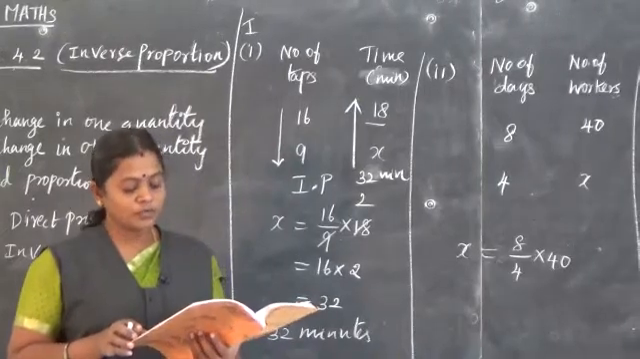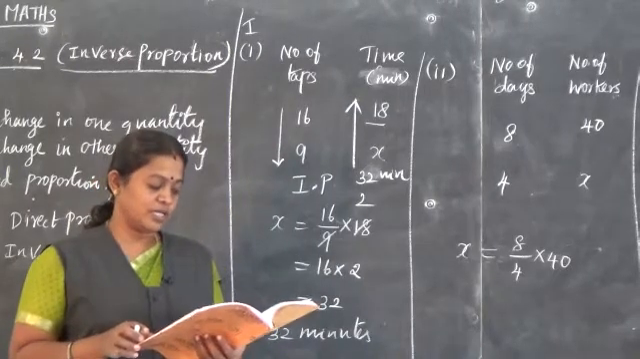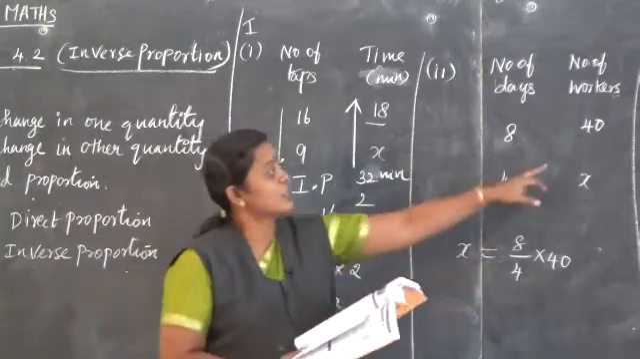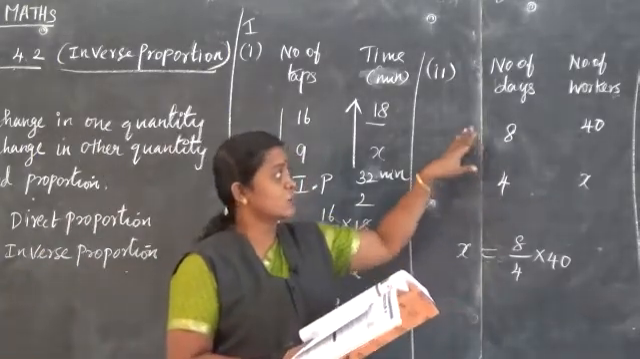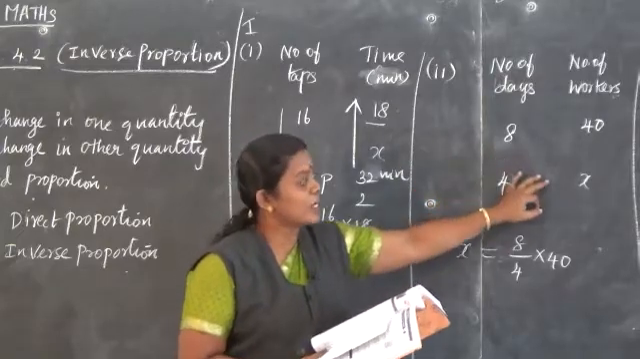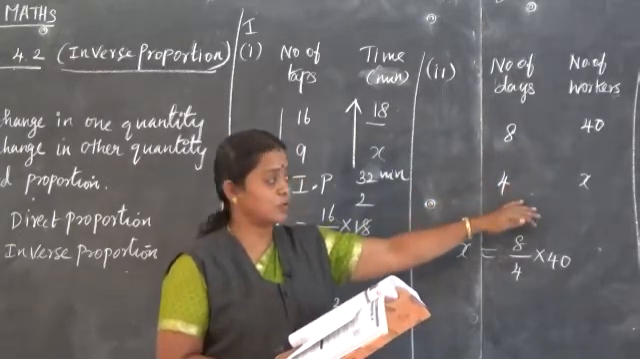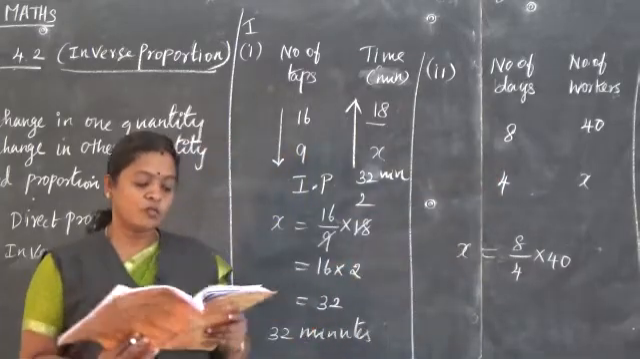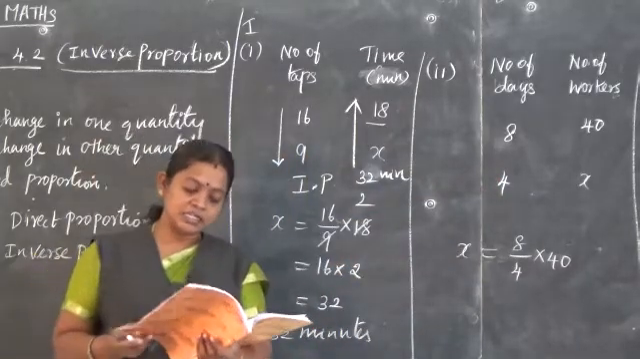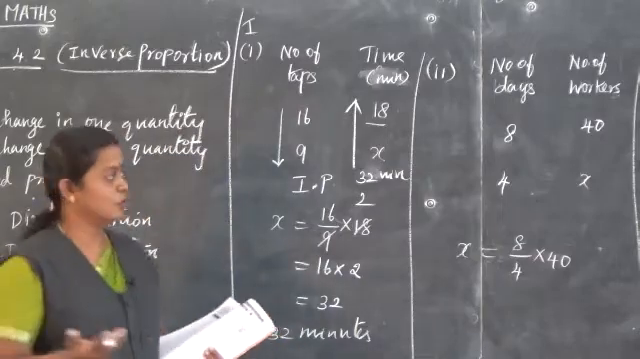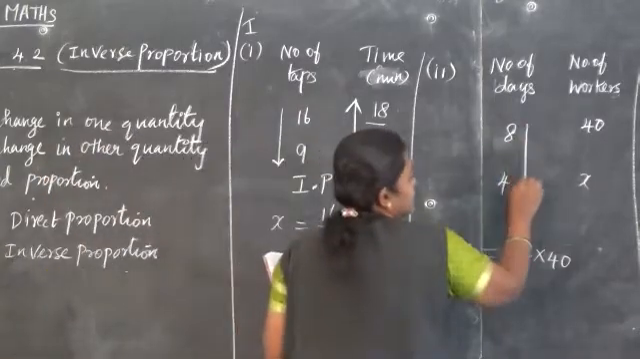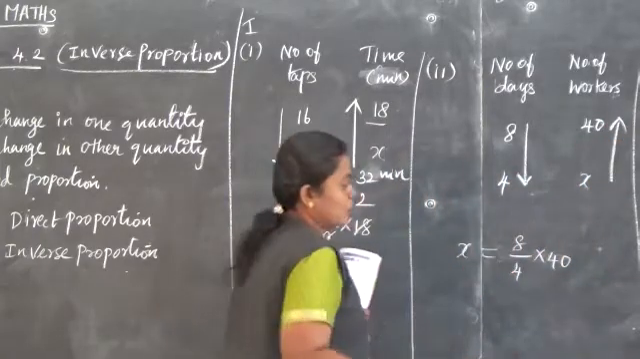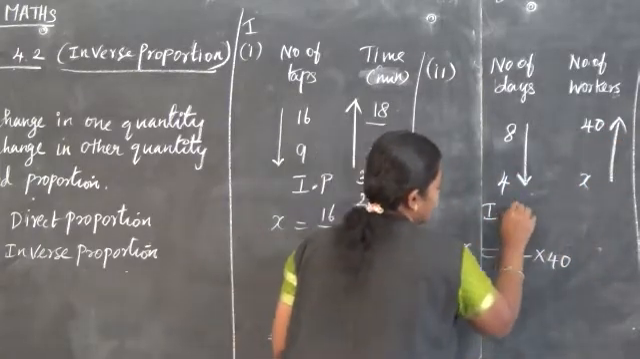And the second one: 40 workers can do a project work in 8 days. Then how many workers can do it in 4 days? Now 40 workers, 8 days. Why have I written it like this? We have to find out the number of workers, that's why we take it in the second place. The number of days given is 4. Now the days are decreasing, so we need more workers. It is an inverse proportion.